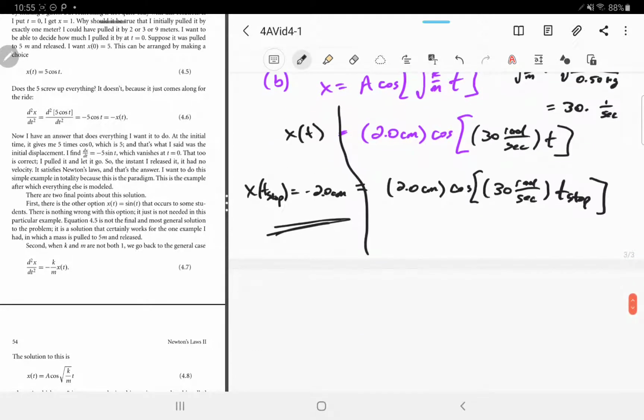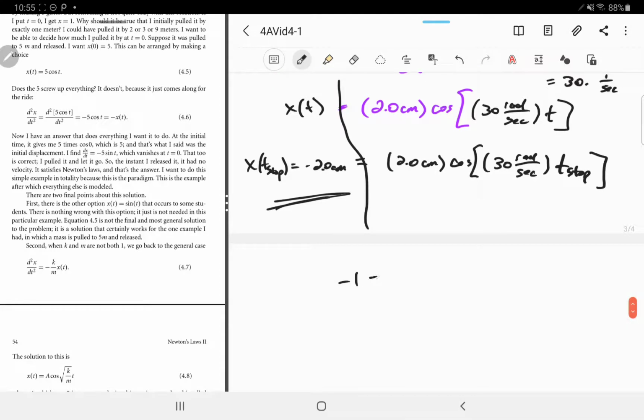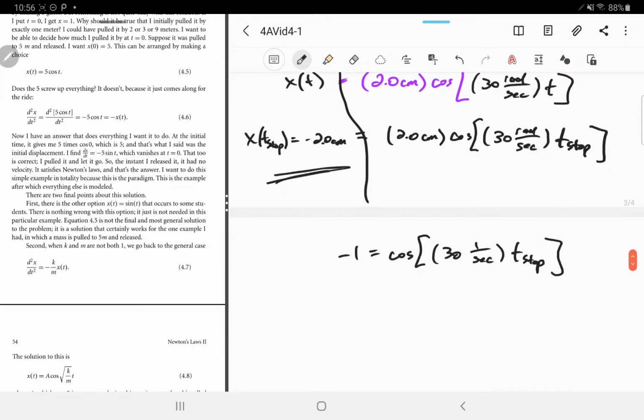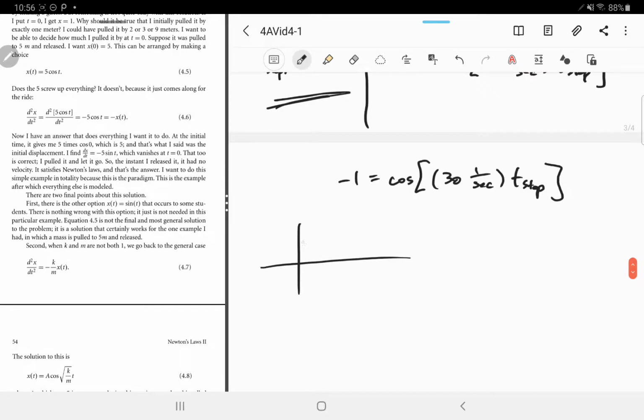Okay. So we have -2 centimeters and 2 centimeters. Dividing both sides by 2 centimeters, we get -1 is cosine of 30 t stop. On purpose, I'm sometimes writing radians, sometimes not, because you'll see both ways. So cosine of something has to equal -1. What does that something have to be? Well, a cosine graph looks like this. It starts out at 1. This is cosine of whatever's on the inside. Let's just call it z. Cosine of z versus z. When does it first equal -1?